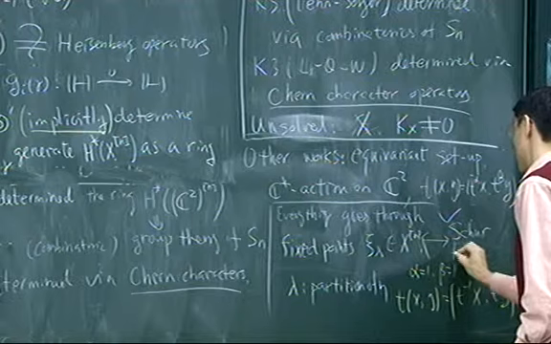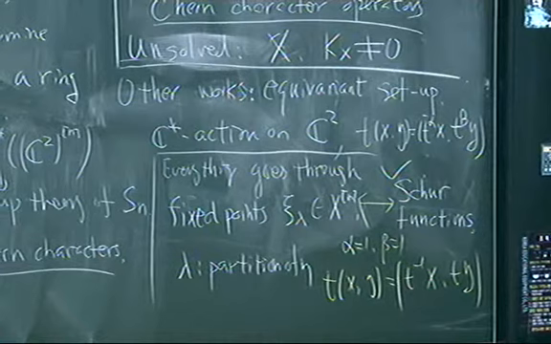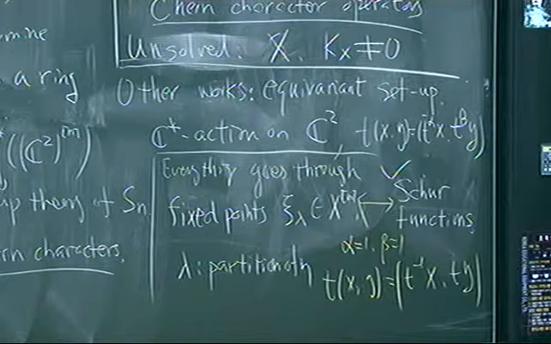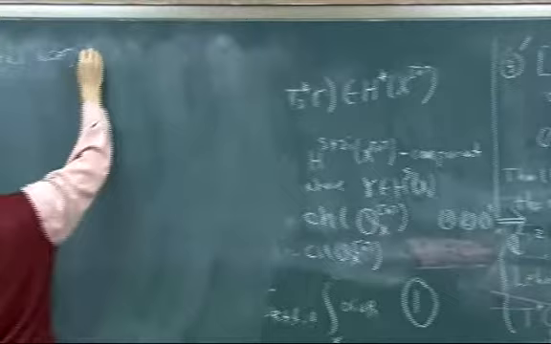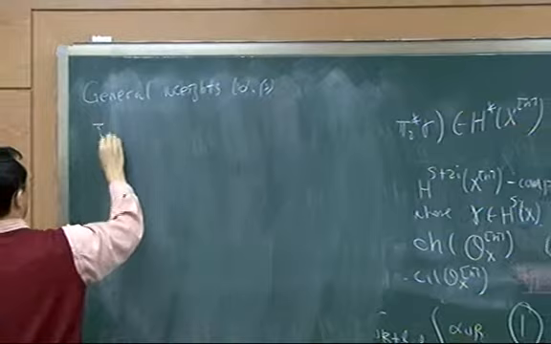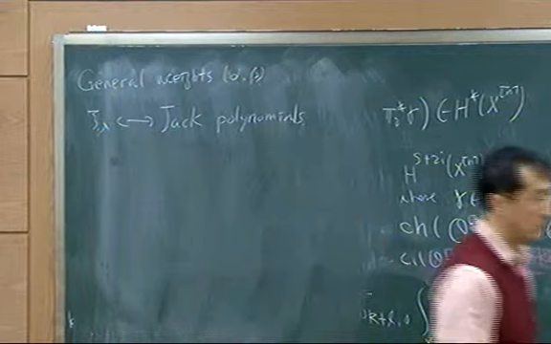For those who study a little bit of symmetric polynomials, orthogonal polynomials, that's one of the polynomials called Schur polynomials. So that's one phenomenon. And in the general case, general weights, meaning alpha and beta are arbitrary, you can prove that the fixed points in fact correspond to something called Jack polynomials in the theory of symmetric functions. So there's something new popping up in the equivariant setup.